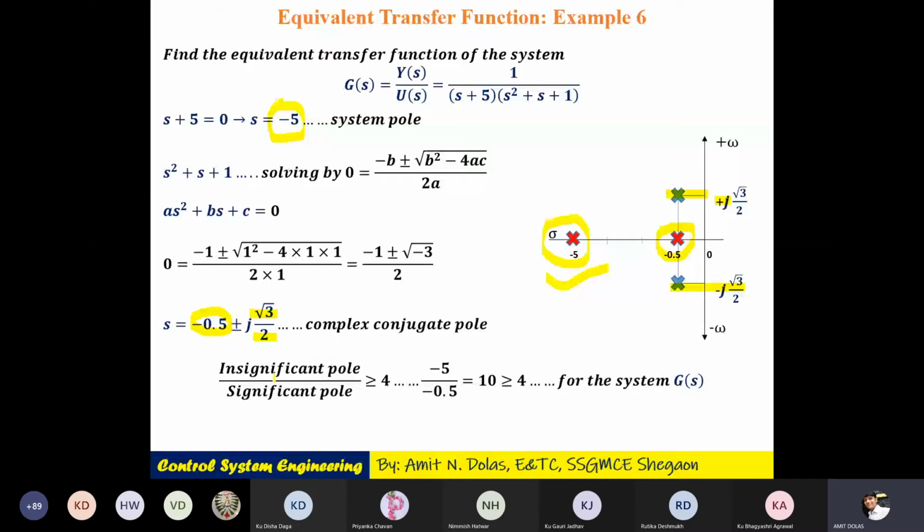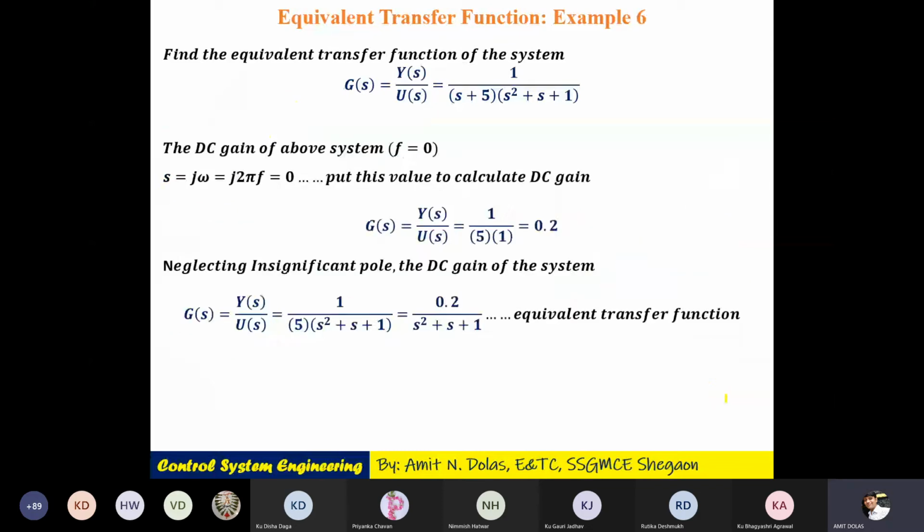So we'll check the condition, that is insignificant pole divided by significant pole. So it is minus 5 by minus 0.5. It is 10, and it is satisfying the condition of being greater than 4 for system G of S.